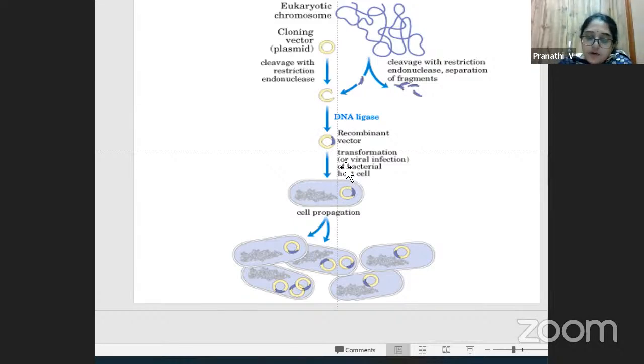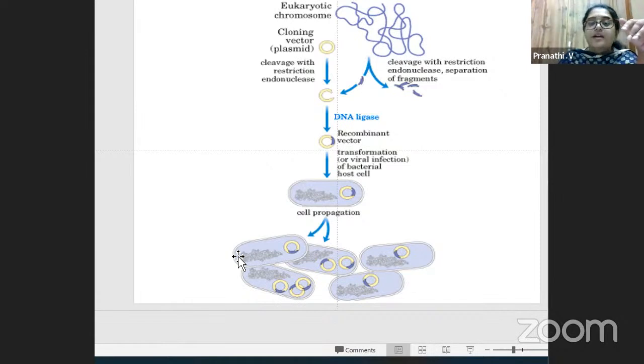Then this rDNA molecule has to be inserted into the bacterial cell or the organism of interest. So the produced rDNA molecule and the bacterial cells are both suspended in calcium chloride solution, and then the temperature is increased to around 42 degrees Celsius, because of which the porosity of the cell wall of the host cell, that is the bacterial cell, increases, and this rDNA molecule enters into the cell.